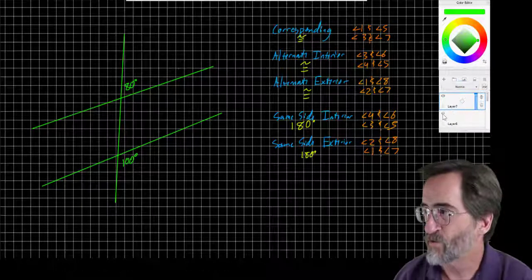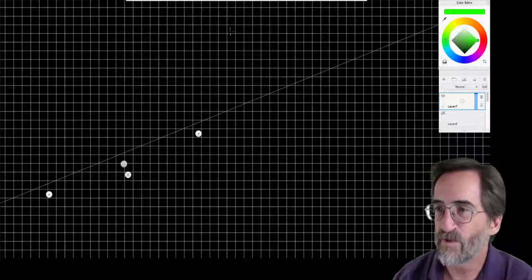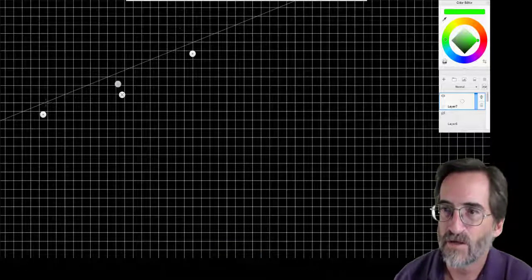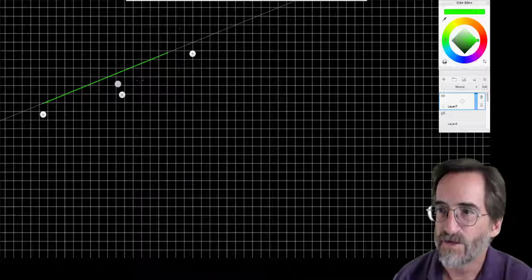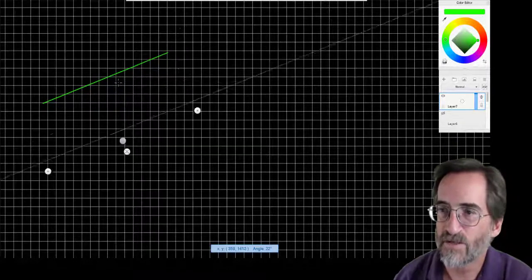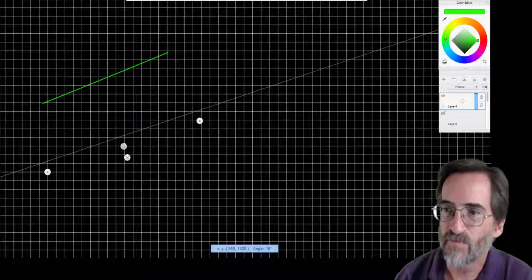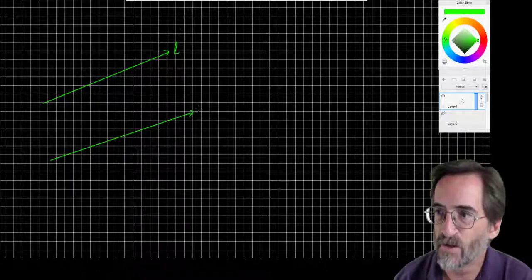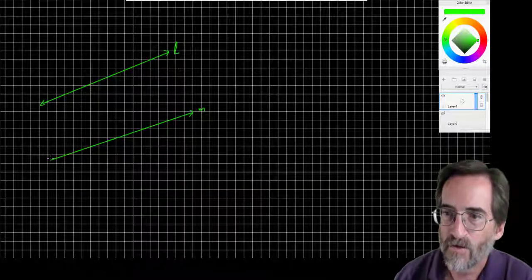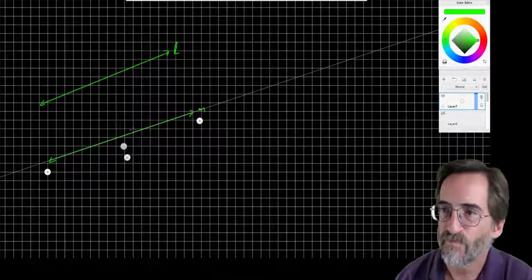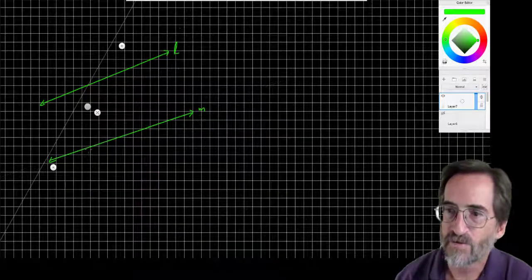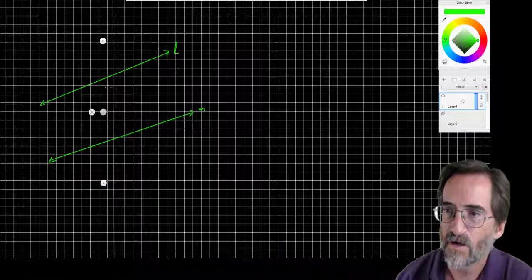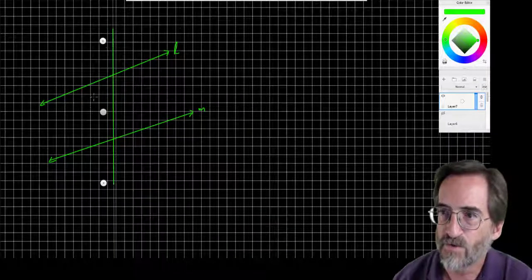So here's the proof I'm going to do. We're given this situation. We've got a pair of lines that we don't know if they're parallel. Okay? We don't know if L and M are parallel. Okay, but they're crossed by a transversal. They're crossed by a transversal. And we're told this information.